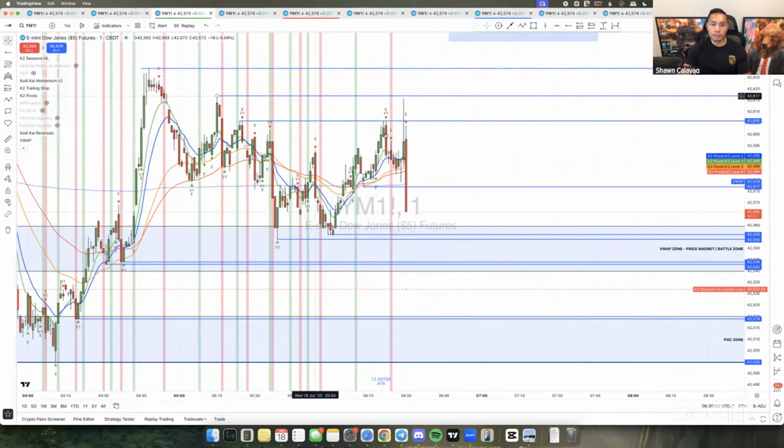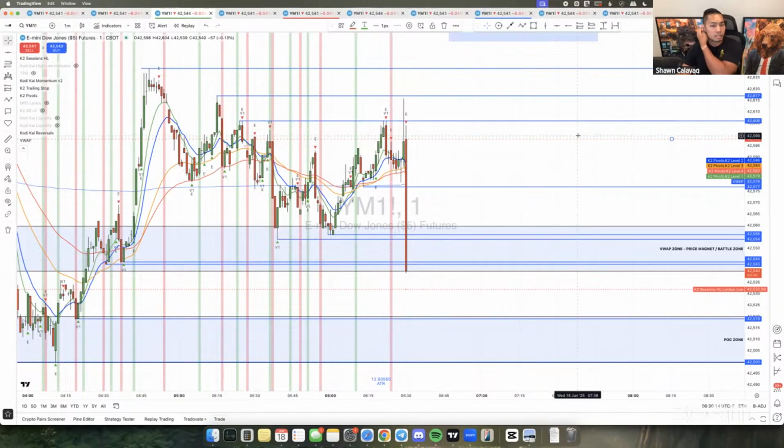Breakout for today is a sell. It's currently running down there. Market is now open. Huge spike to the downside right there. Price is currently at the VWAP price magnet battle zone.